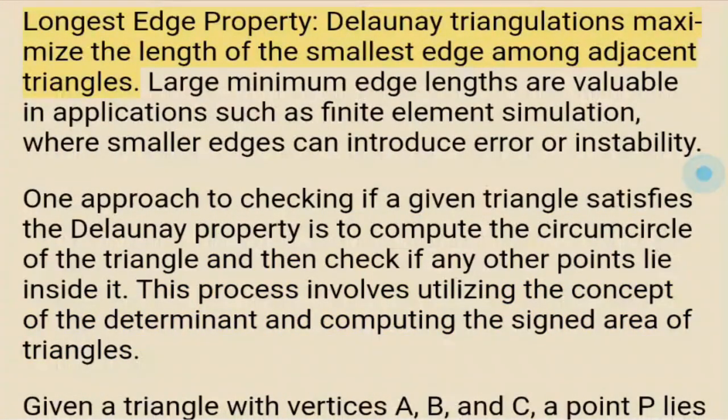Longest edge property. Delaunay triangulations maximize the length of the smallest edge among adjacent triangles. Large minimum edge lengths are valuable in applications such as finite element simulation, where smaller edges can introduce error or instability. One approach to checking if a given triangle satisfies the Delaunay property is to compute the circumcircle of the triangle and then check if any other points lie inside it. This process involves utilizing the concept of the determinant and computing the signed area of triangles.